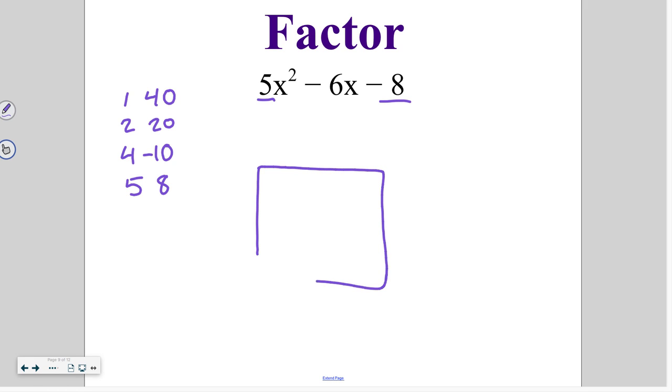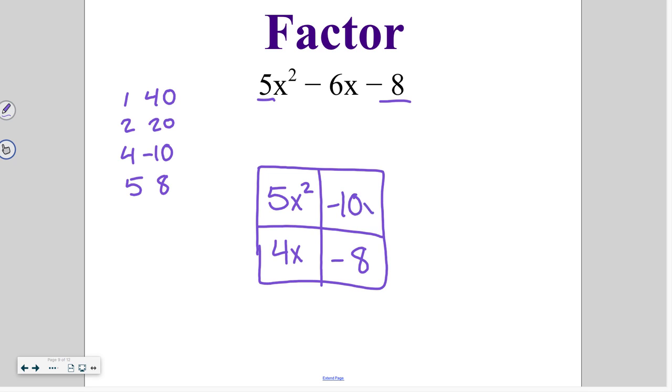So drawing in that box, first term goes in the top left, and back term goes in the bottom right. Filling in either order, I've got 4x and I've got -10x. 4x and 5x squared have an x in common. x times 5x gives me 5x squared. x times 4 gives me 4x.